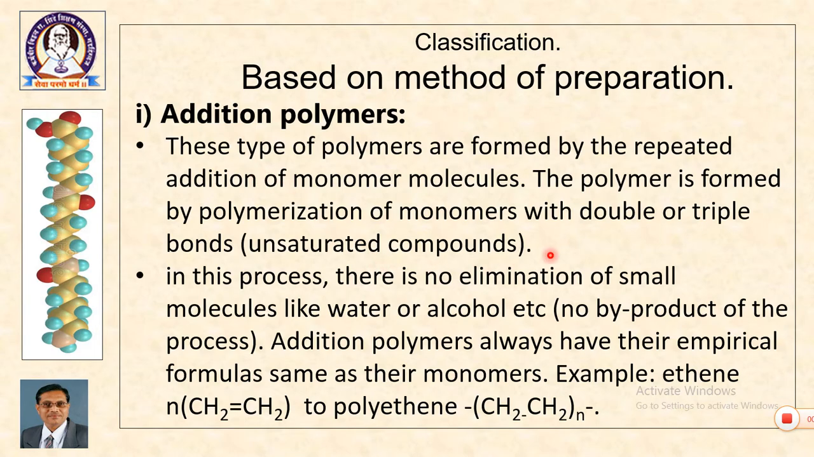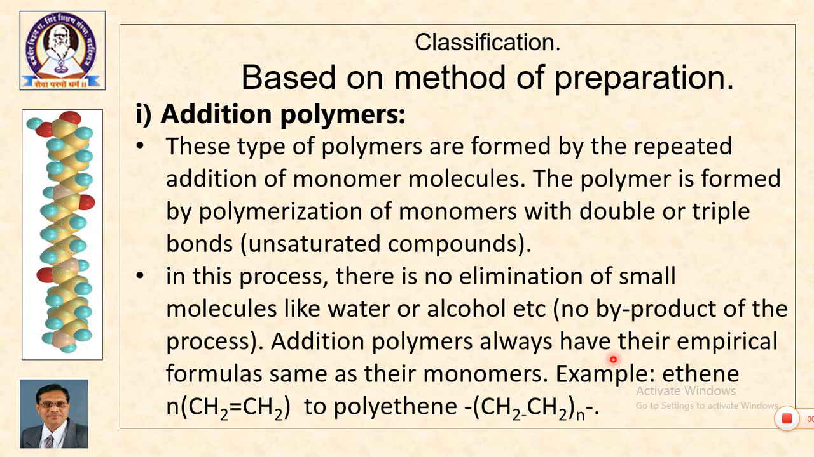Addition reaction is possible only when there is multiple bonding. The multiple bonding is either a double or triple bond. That means unsaturated monomers undergo addition polymerization, because these have a double or triple bond. In this process, there is no elimination of a small molecule like water or alcohol. There is no elimination.